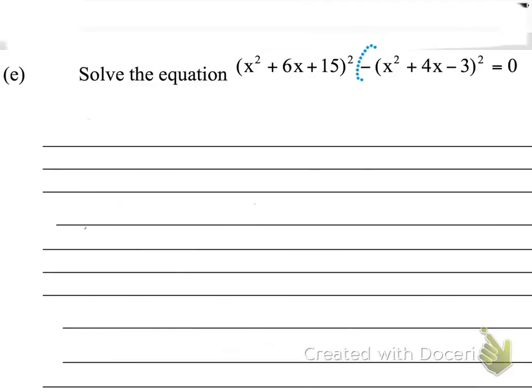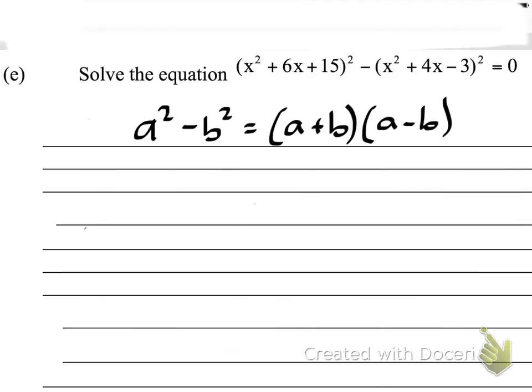Here you've got a difference of two squares. The minus is a difference, here's a square and here's a square. If you don't realize the difference of two squares, it becomes a very difficult question. This is the formula for the difference of two squares that you should memorize. So here's my a, there's my b. I'm going to go a plus b and a minus b.